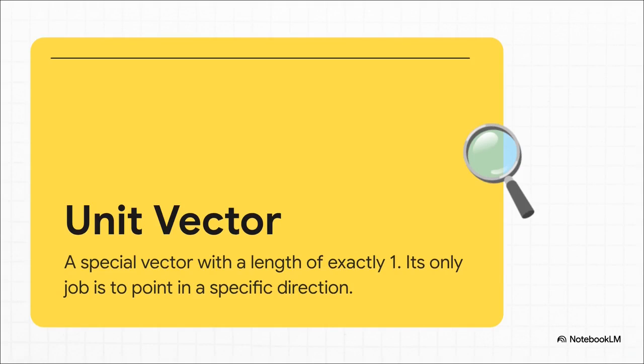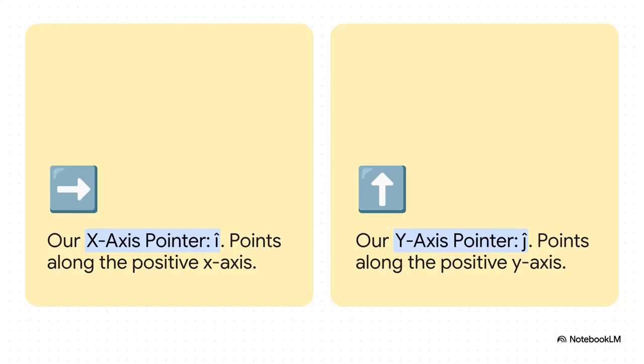So, what is it? A unit vector is basically a tiny, perfectly standardized arrow. Its length is always, and I mean always, exactly one. It has one job and one job only: to point. That's it. It's just a little signpost that says, go this way. And for our 2D map, we have two absolute superstars. First, there's i hat. Its only job is to point perfectly along the positive x-axis. It's basically screaming, hey, the number next to me is the horizontal one.